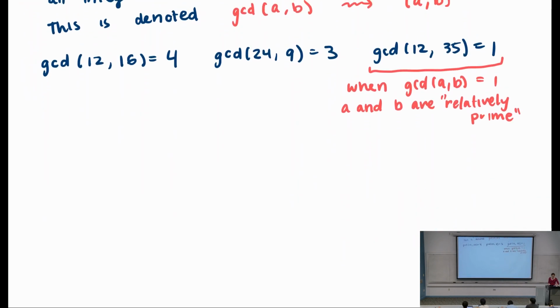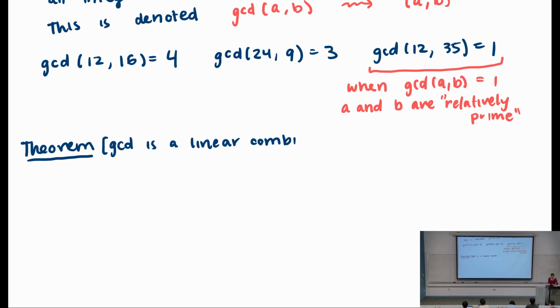with the catchy name. So this theorem is called GCD is a linear combination. And you'll see why in just a second.